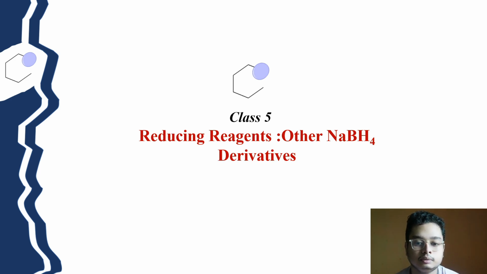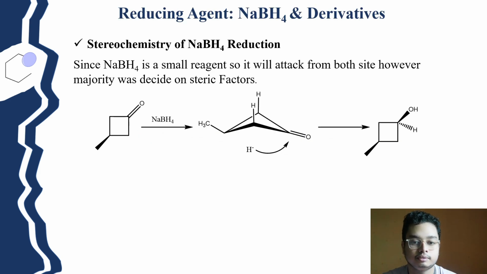In this class, we are mainly focused on the other NaBH4 derivatives such as sodium cyanoborohydride and NaBH3OAc, or NaBH(OAc)3. Before starting our initial discussion, let us talk a little bit about the stereochemistry of NaBH4 reduction.